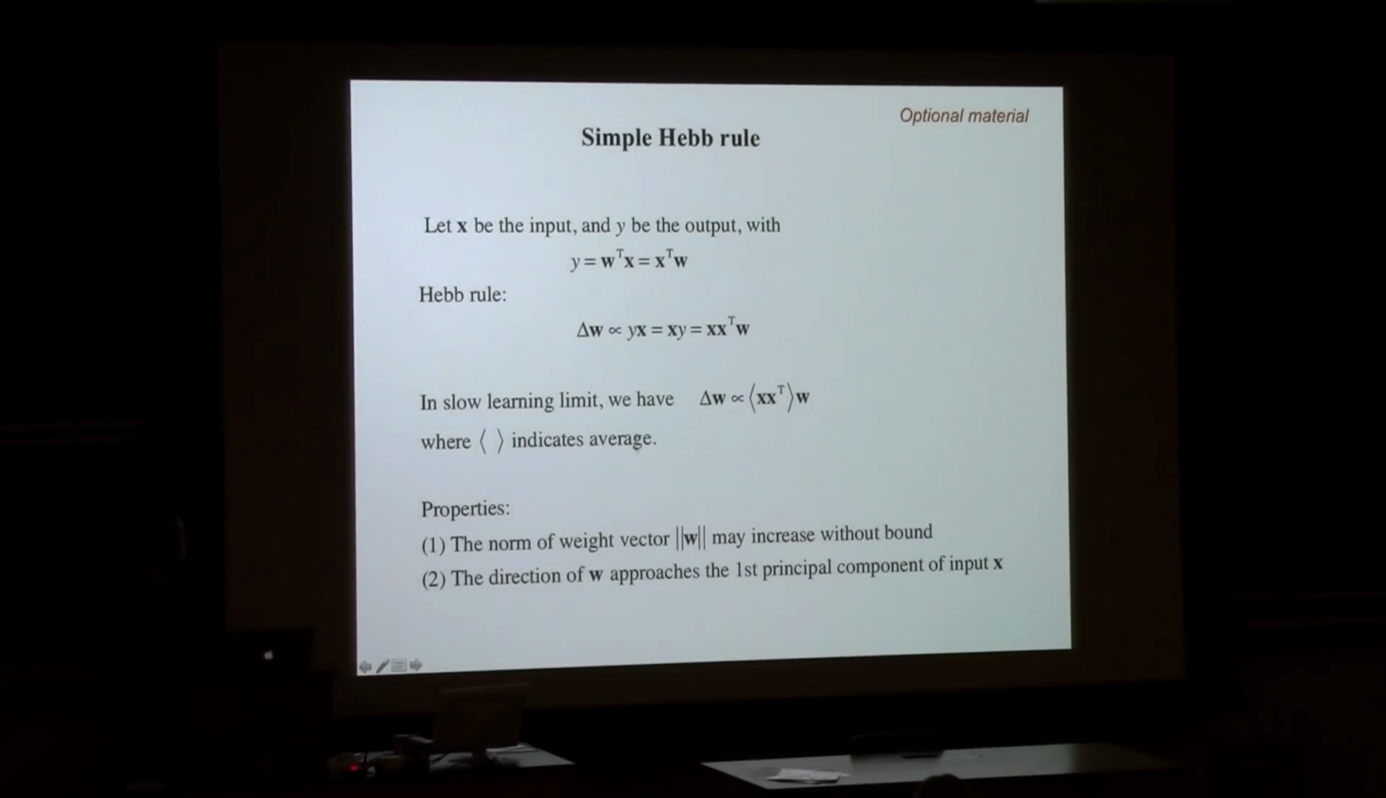So by the Hebb rule, you see the length of the normal weight vector will tend to increase indefinitely. Another thing that's very interesting, which maybe you didn't expect, is that the direction of the vector approaches the first principal component of your input. You have all learned principal component analysis, which is used pretty much everywhere. So this simple Hebb rule tends to pick out the first principal component.